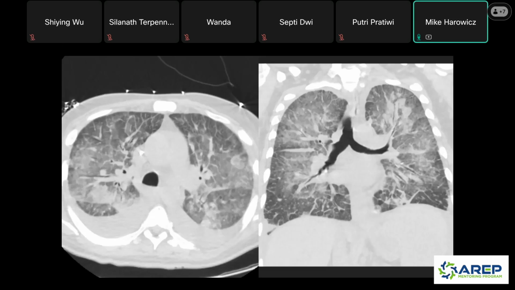So I'll go to the CT now. Anybody want to take a swing at what we see? And if not, that's okay too. I'll give everybody a second to digest the images.